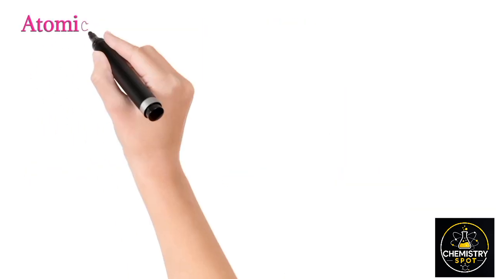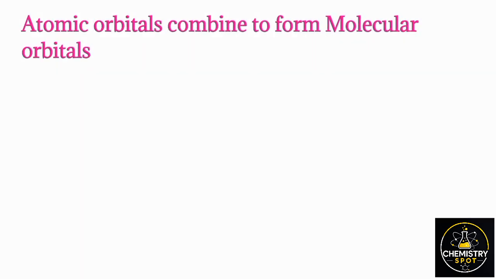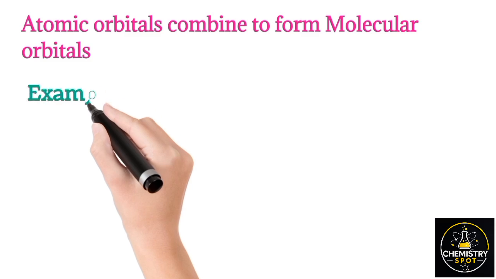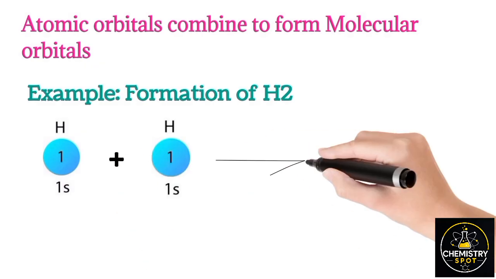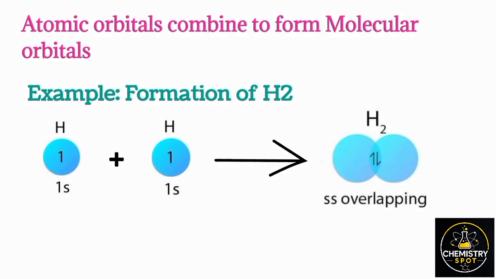Atomic orbitals combine to form molecular orbitals. Let us take the example of the hydrogen molecule. Each hydrogen atom contains one electron in one s orbital. When two hydrogen atoms come close, their s orbitals overlap. This overlap forms a shared molecular orbital. As a result, the H2 molecule is formed.